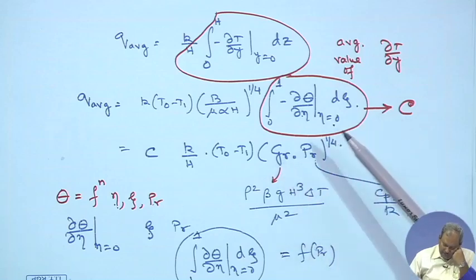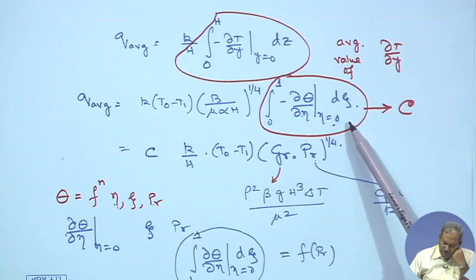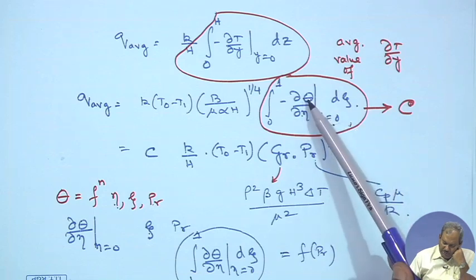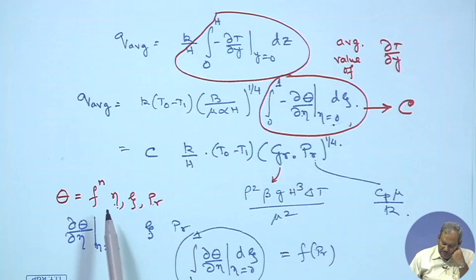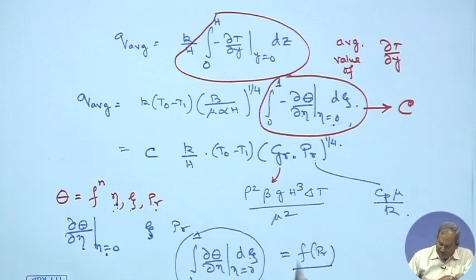So, what this simple heuristic logic tells us is that in order to evaluate this term, we would have to solve the partial differential equations, but we do not need to solve them if we look carefully and think about the functional form of theta as a function of eta, zeta and Prandtl number. Since I am taking the derivative at a specific value of eta, it does not remain a function of eta, it is a function of zeta and Prandtl number. Since I am taking a definite integral over zeta, it no longer remains a function of zeta, it is only a function of Prandtl number.